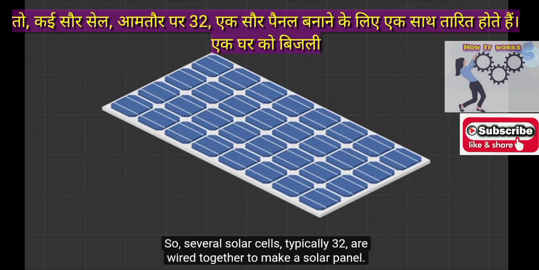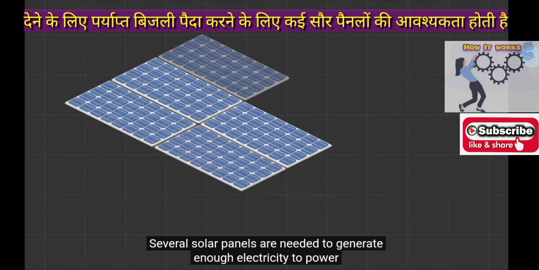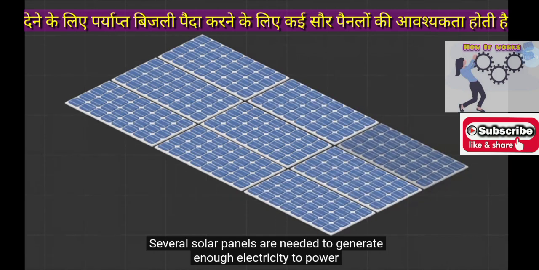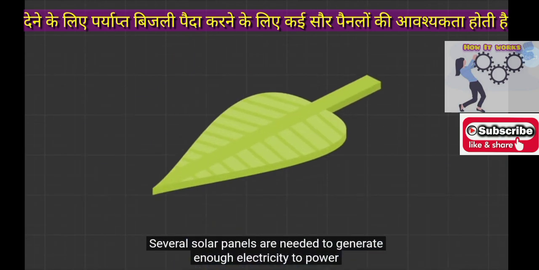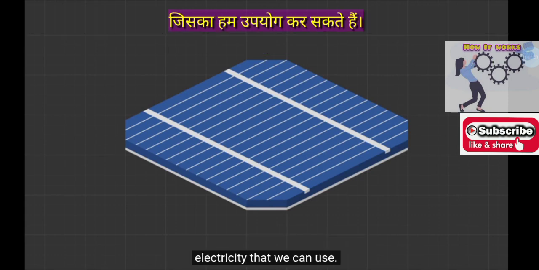So, several solar cells, typically 32, are wired together to make a solar panel. Several solar panels are needed to generate enough electricity to power a household. As leaves generate food for plants directly from the sun's rays, solar cells are a viable way to convert the sun's rays directly into electricity that we can use.